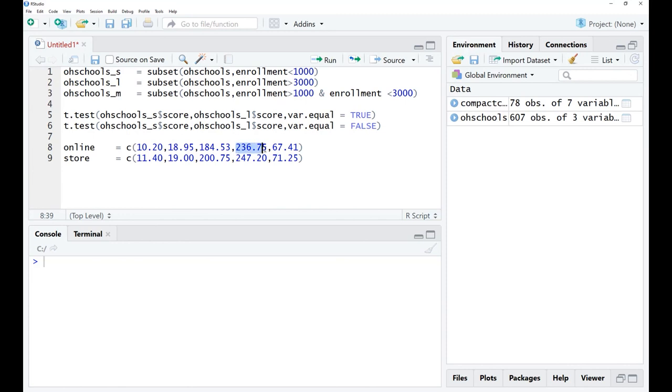You can also think about a more expensive book, where online the book costs $236.75, and in the bookstore it costs $247.20. Now, you can conduct a paired difference test between those two examples. And what you have to do is, again, use the command t-test, and you say online, comma, stored, first group, second group, and you have to tell R that there's a match between the pairs. And you do this by saying paired equals true.